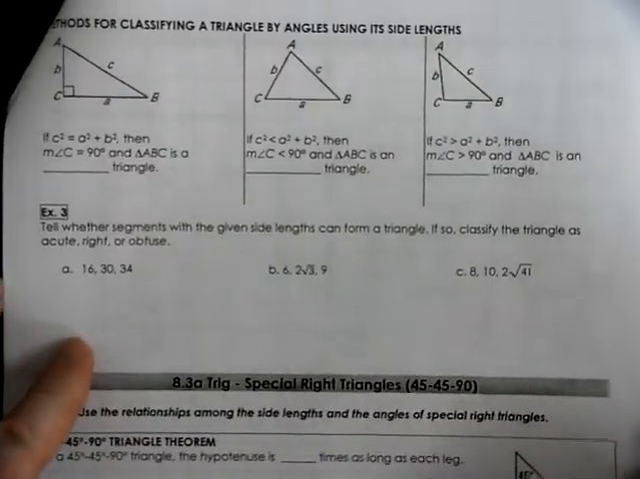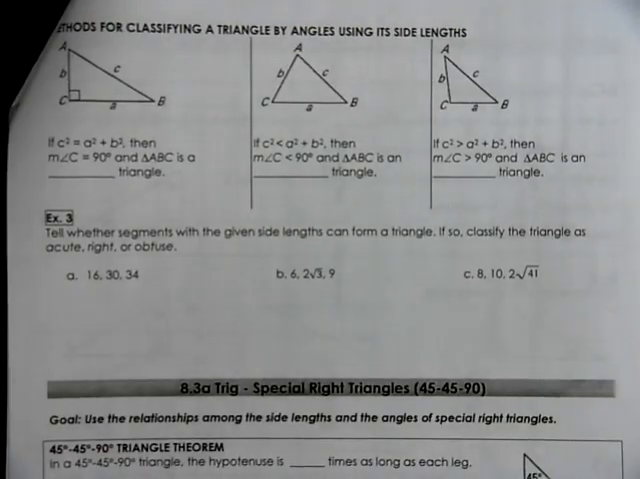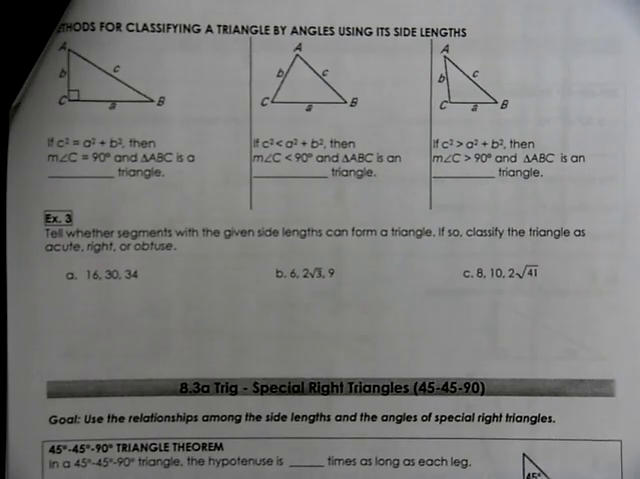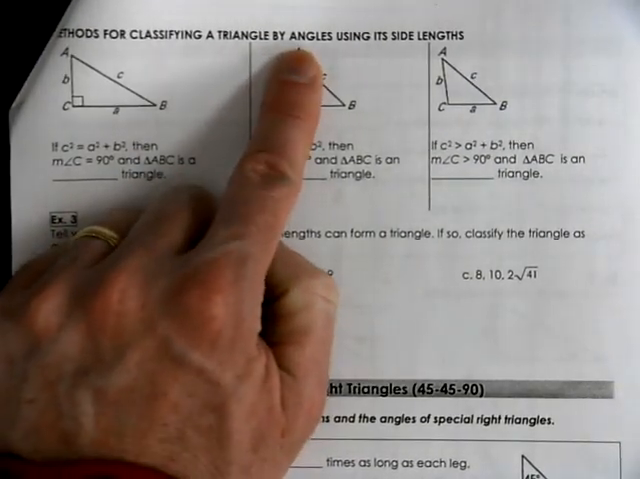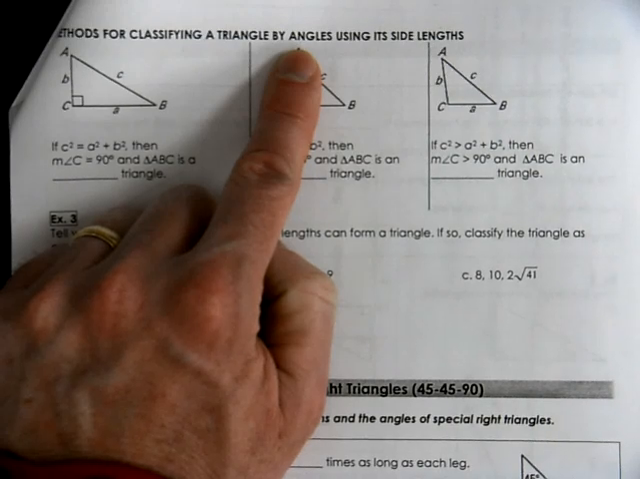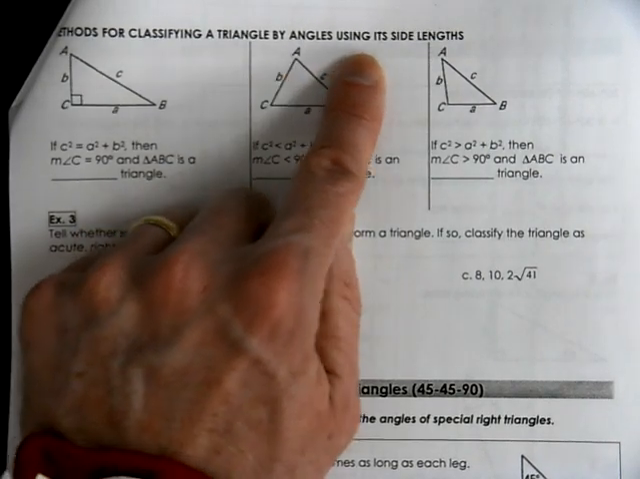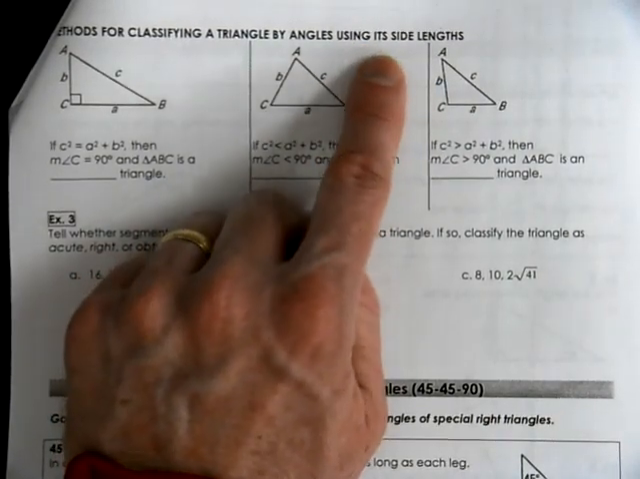Okay, so to finish up, this is an important one because this one makes decisions about how you handle a problem. Here are the methods for classifying a triangle by the angles. So is it an obtuse triangle? Is it an acute triangle? Is it a right triangle? Those are the three options. And we're going to be using the side lengths to help determine that.